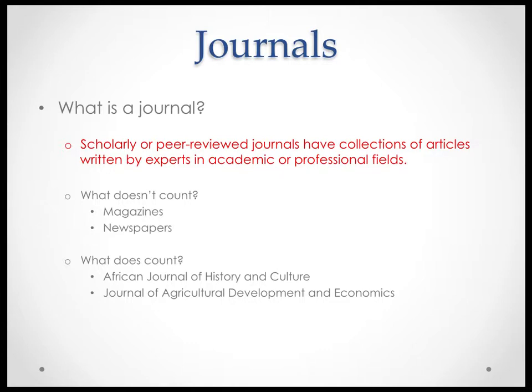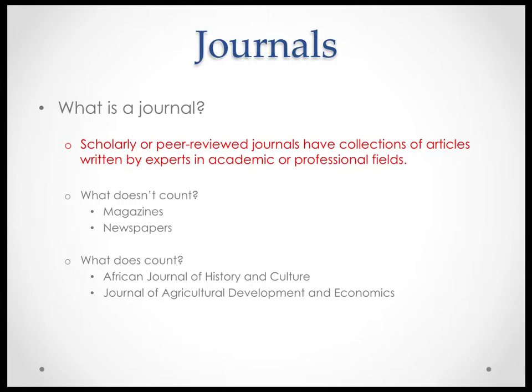Journal articles. You should have used these in the past, probably this year in class. A journal is a scholarly or peer-reviewed article. Journals have collections of articles written by experts in academic or professional fields. Magazines and newspapers do not count as journal articles. These may be current events, they may be used in research, but they are not journals.